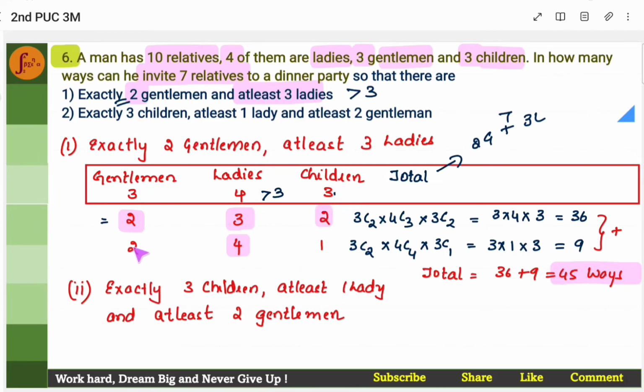Now similarly, you'll go to the second combination. Exactly 2 gentlemen. So leave it like that. Ladies can be 4 here. Now in this case, you take 4 ladies. So total is 6. 2 plus 4 is 6. You need 7 invitees. So you'll take 1 child.